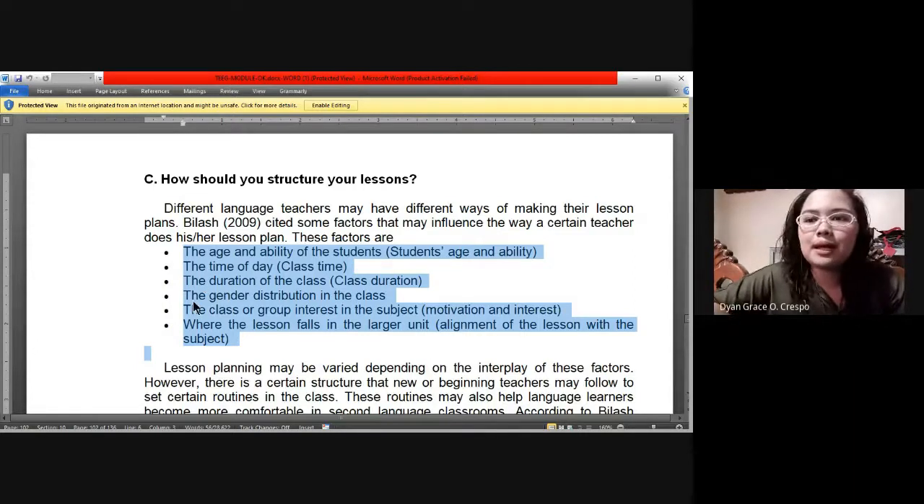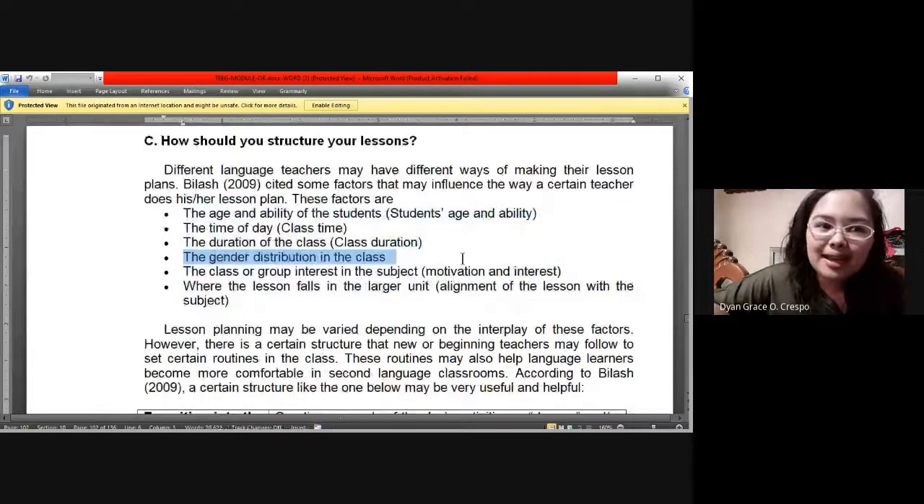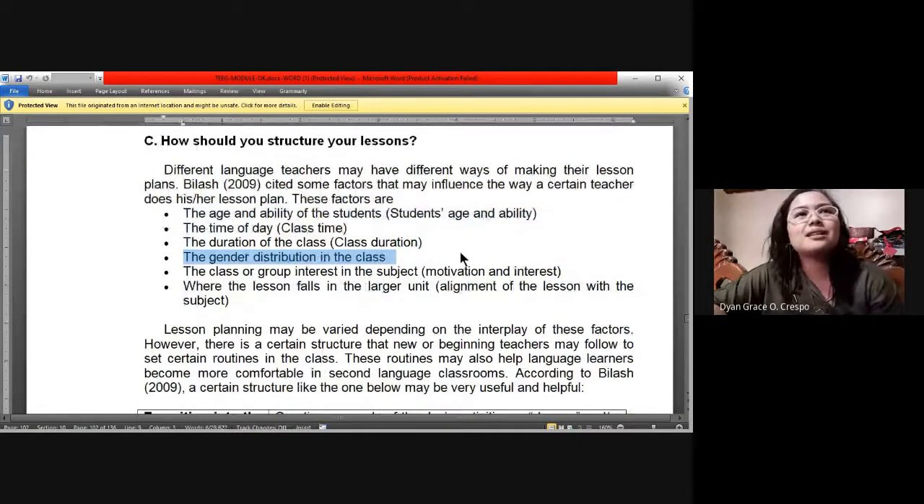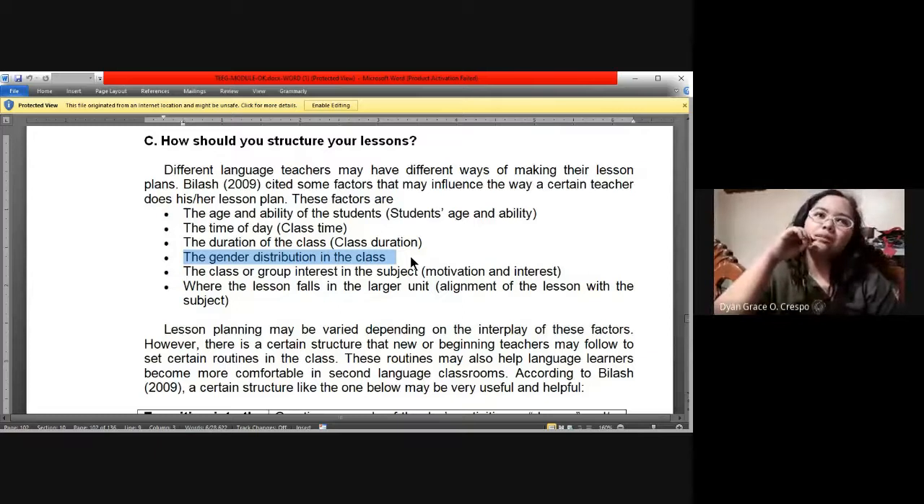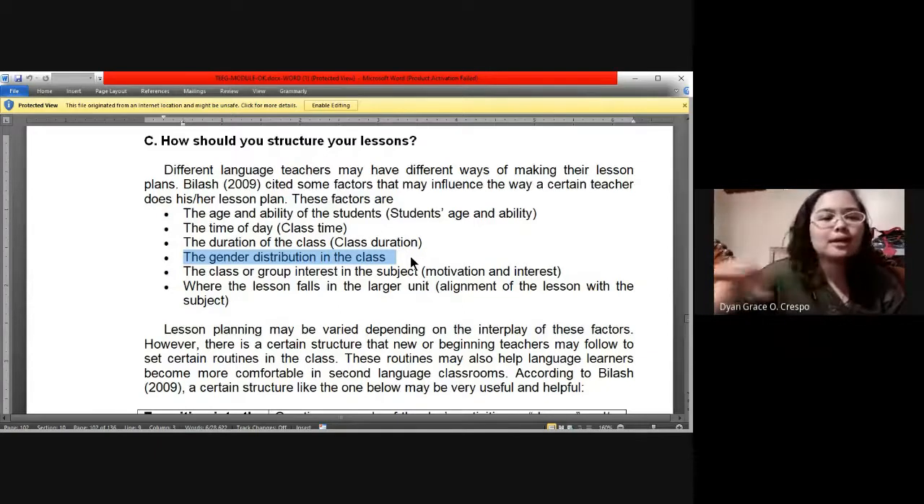Gender distribution in class. So, paano pag kunwari puro babae, puro lalaki? So, sabi mo, it's equal. But of course, they're still kids. Okay? So, you need to have things. So, kailangan the activities must be okay. Kaya kailangan sinecheck mo yung gender distribution ng klase.